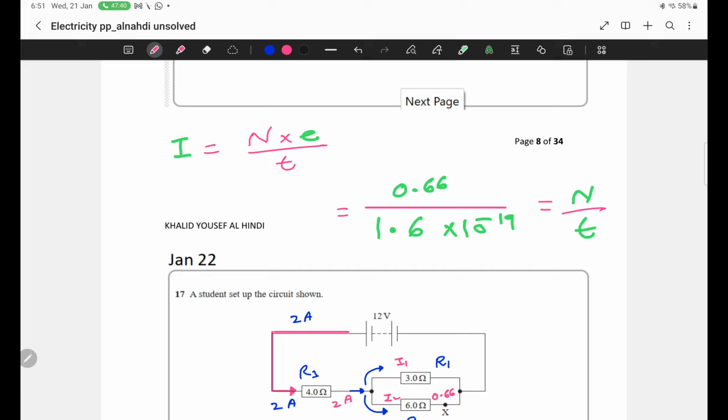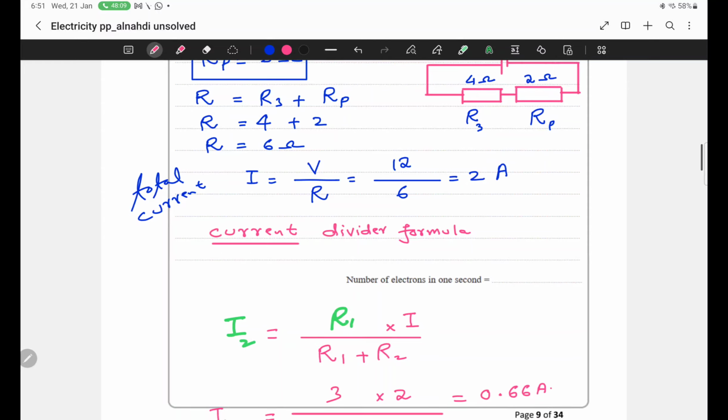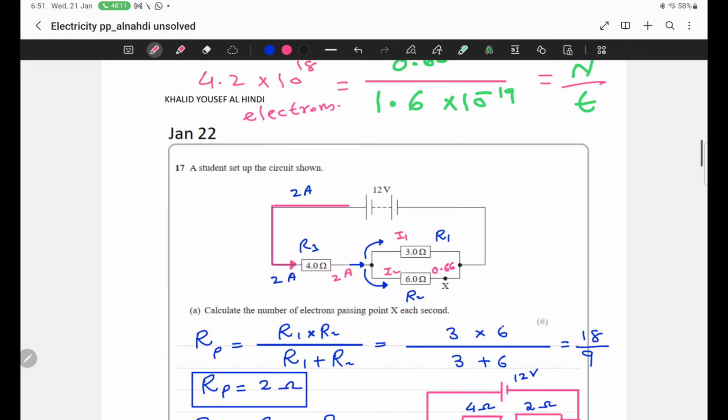Baneen, can you tell me how many number of electrons per unit time? 4.16 exponent 18. Okay. These are the number of electrons, and these electrons are passing through R2. Okay, I am stopping the recording now.